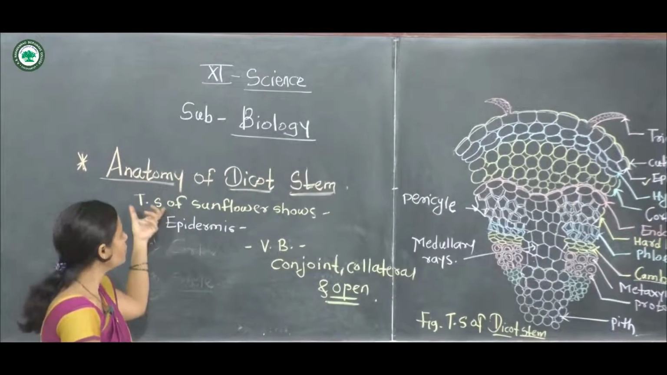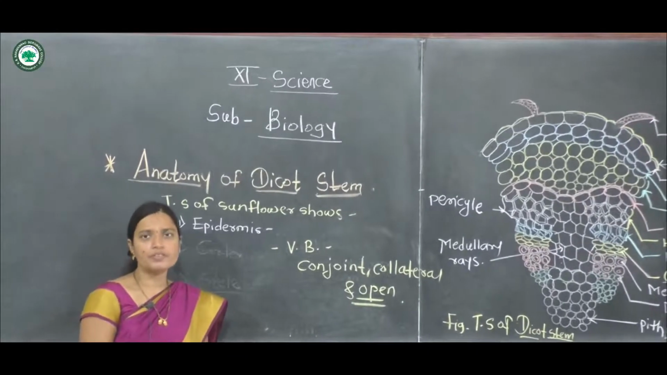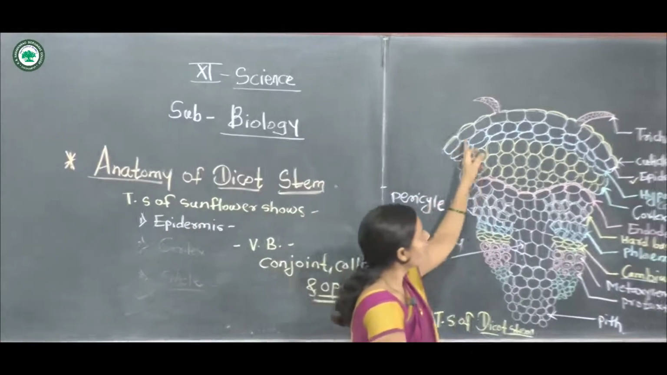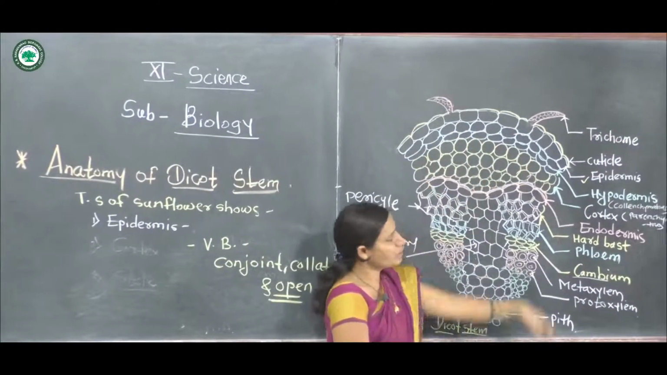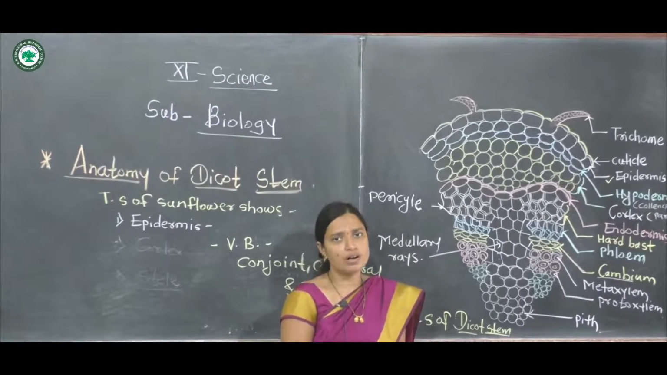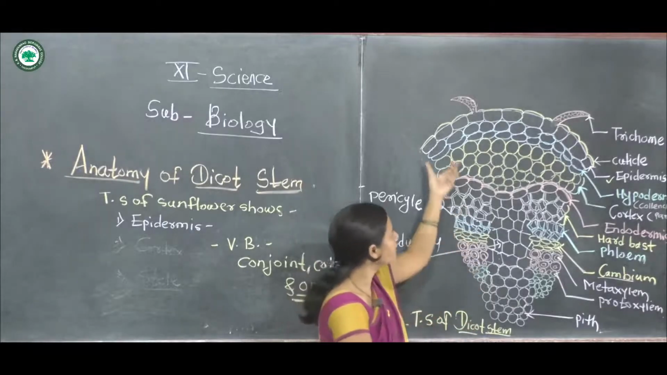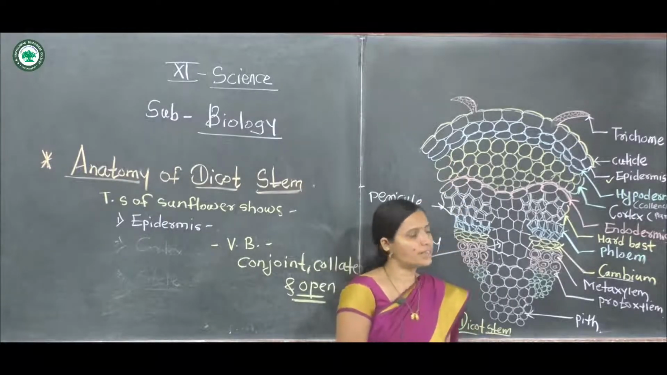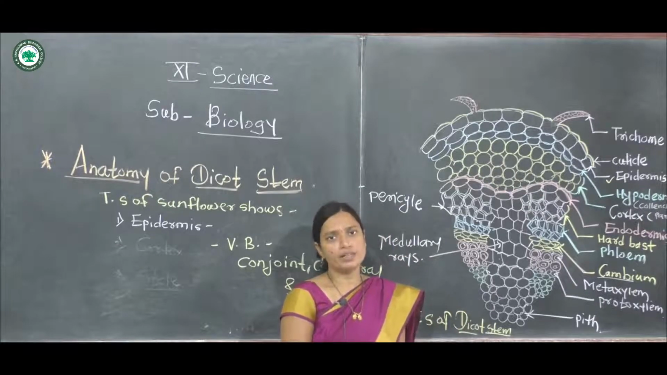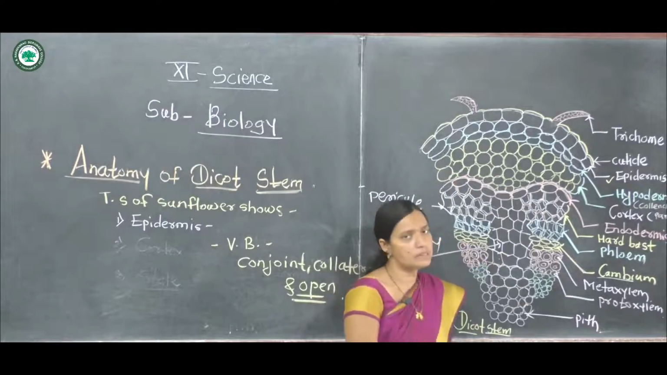The anatomy, for example of the sunflower stem, shows the different layers. The epidermis is the outermost layer, and it has trichomes, hair-like outgrowths, called trichomes. Below this epidermis is the cortex region, and this cortex has the hypodermis, general cortex and endodermis, which are the most important tissues present in this layer.